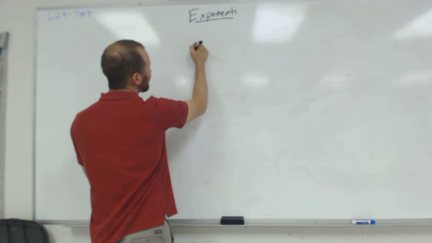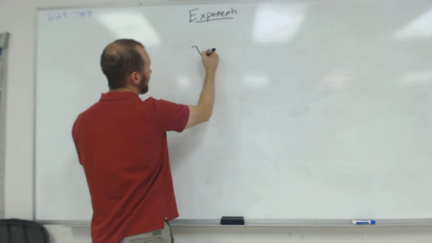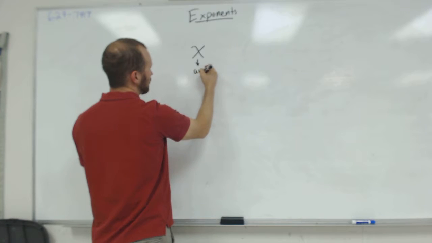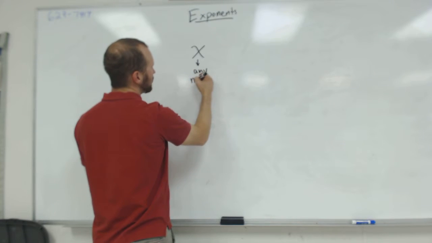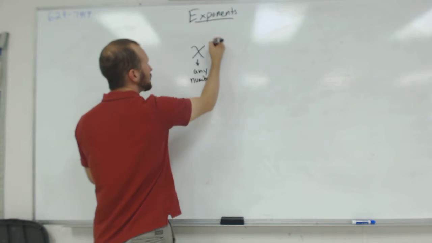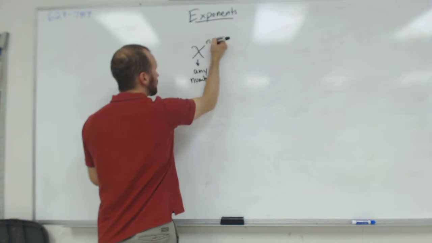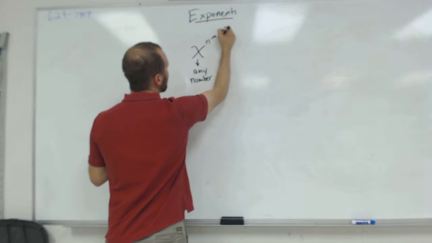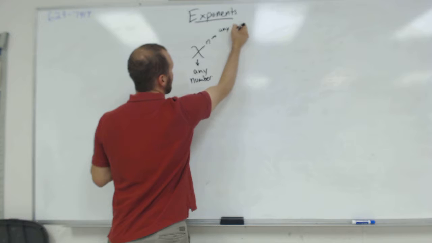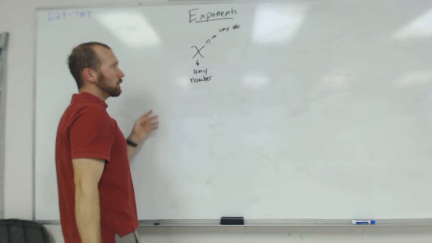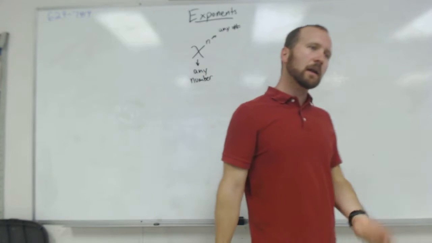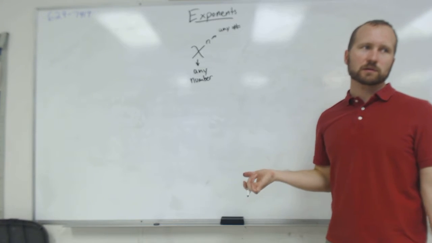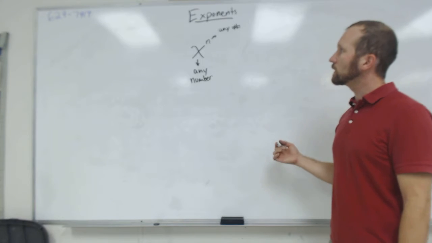Now I'm going to write it in a very algebraic way. I'm going to say x. An x could be any number. Let's say it's 3. Any number. We'll give an example in a second. And then we'll say to the n power. And n could also be any number. So x to the n, x could be any number, n could be any number. For now, let's say they're positive numbers. Or I'm only going to give you positive.